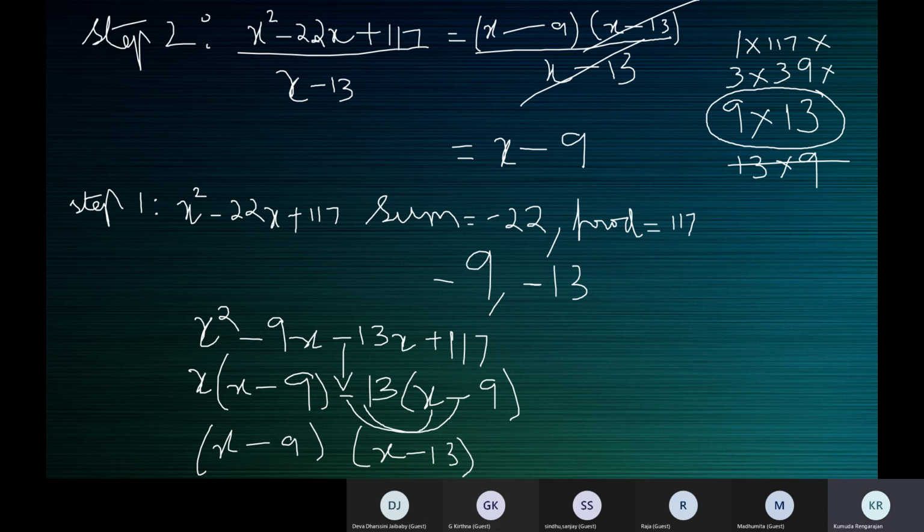Yes, children. So the answer is x minus 9. The quotient is x minus 9. Please write down.